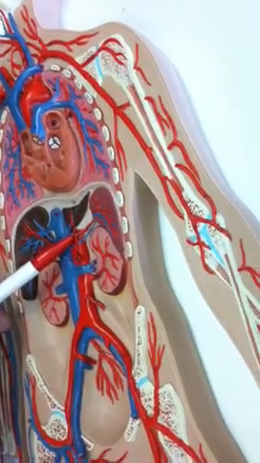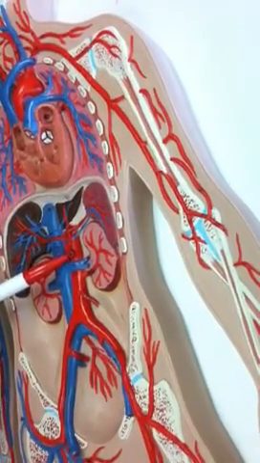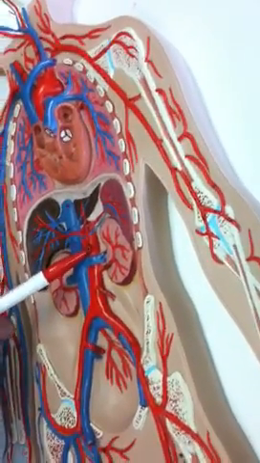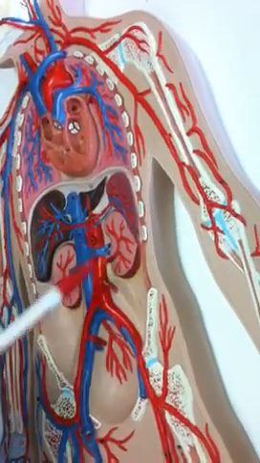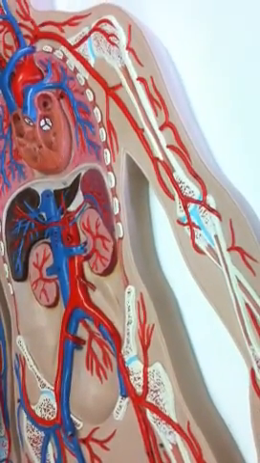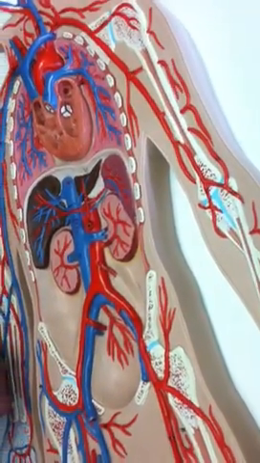That's the celiac trunk. Down from that is a little clipped off vessel, and that's the superior mesenteric artery. And then go down from that, and the next branch off is the inferior mesenteric artery.